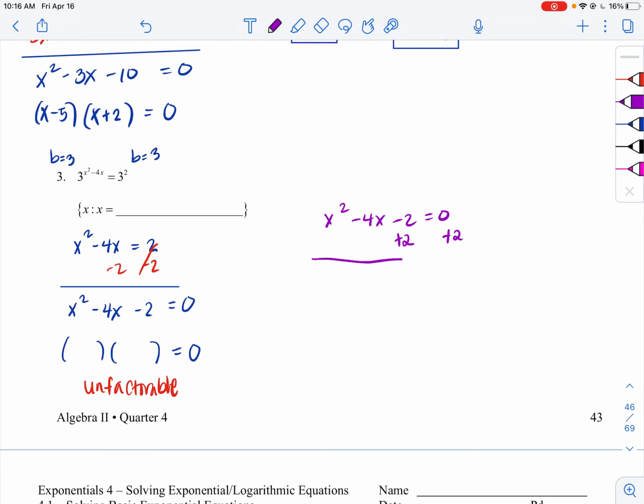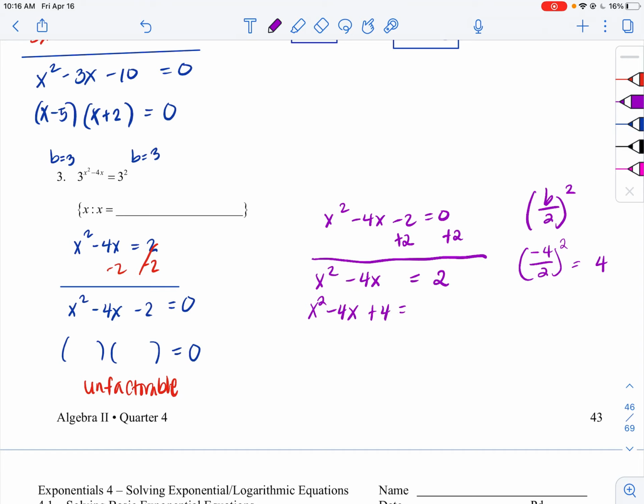I'm going to get rid of the c value so I can complete the square. So that's 4x equals positive 2. And then, if you forgot, the next step is doing b divided by 2, squared. Our b in here is negative 4. Divide that by 2 and square. Negative 4 divided by 2 is negative 2. Negative 2 squared is 4. So I am going to add 4 on both sides of the equation.